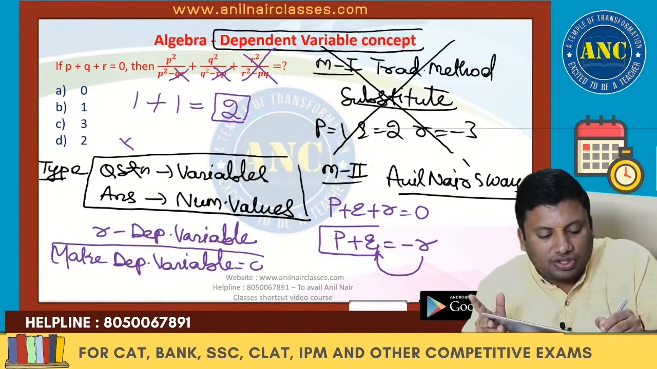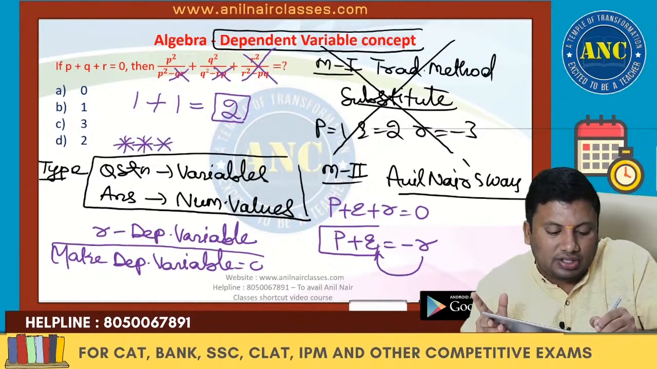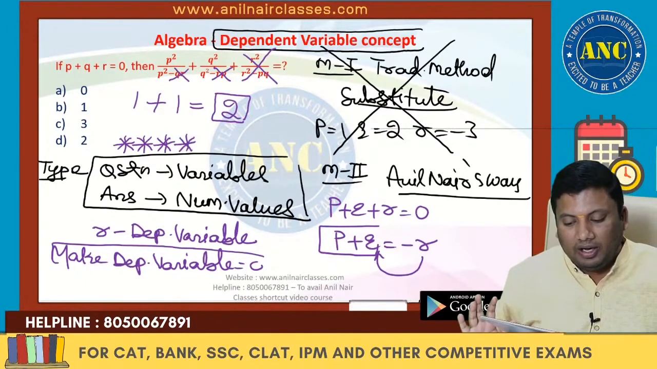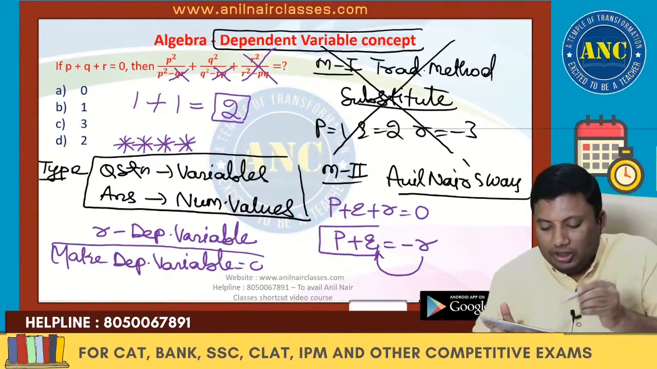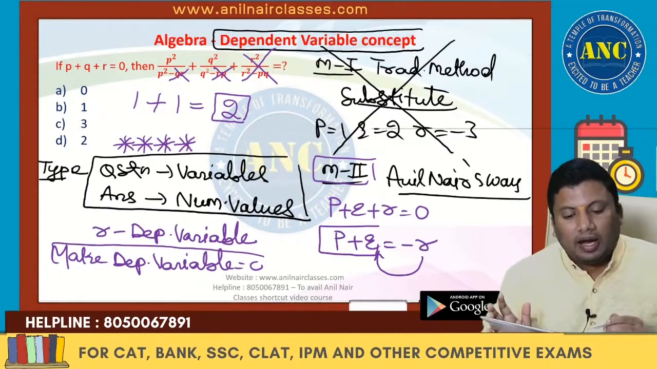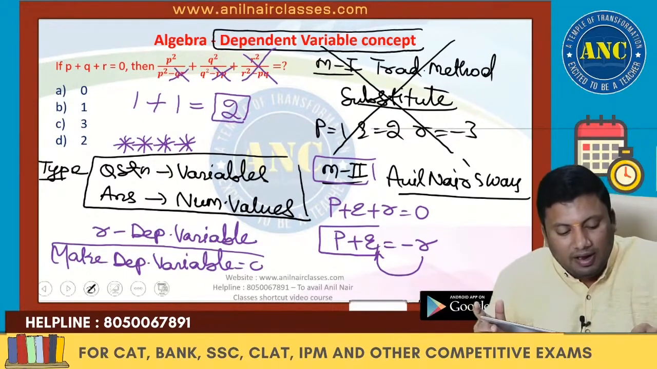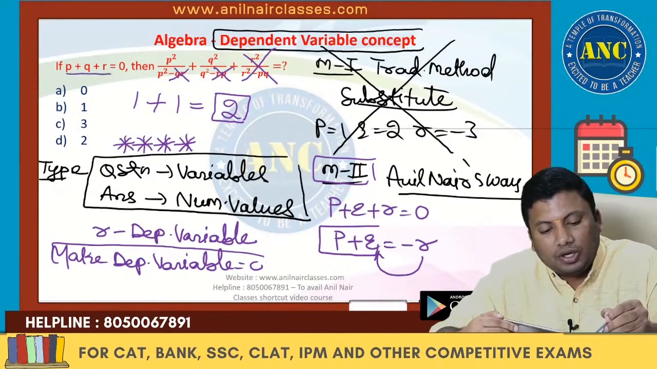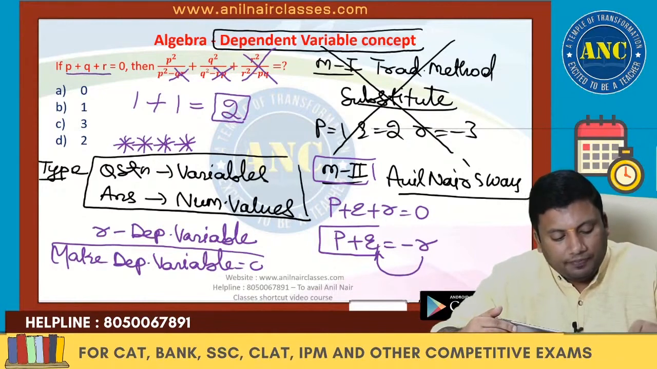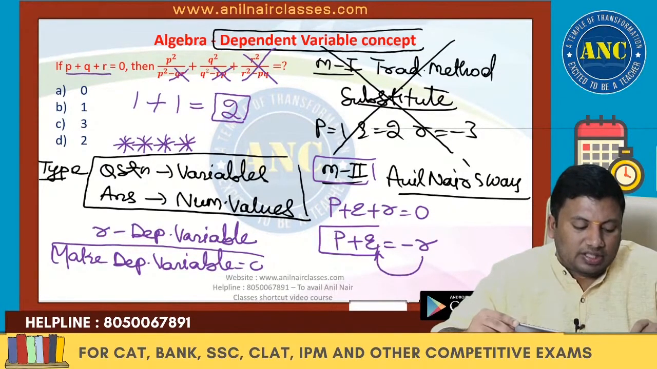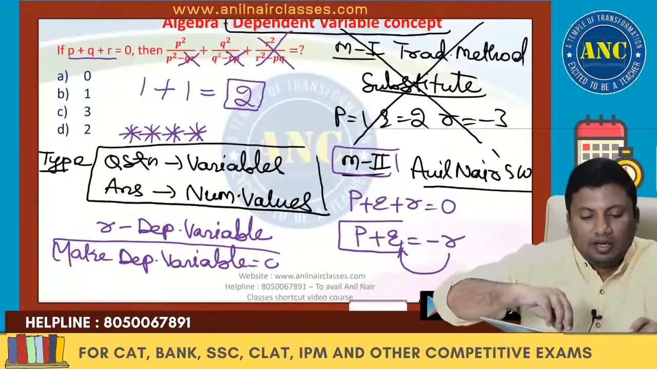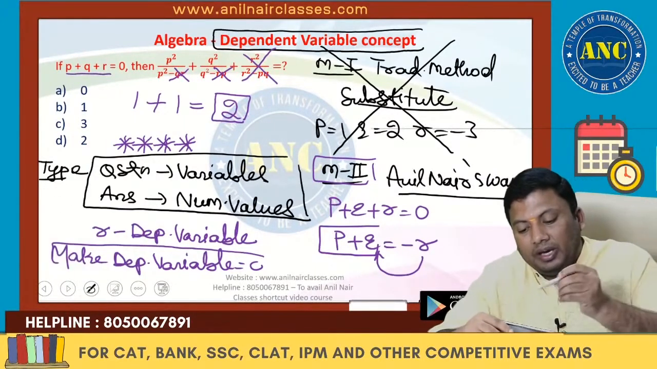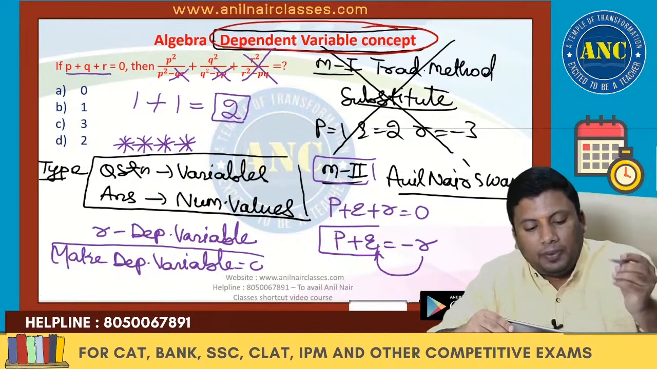For the type where the question contains variables and the answer contains numerical values, you can use these concepts. What is method number 2? Find out which is the dependent variable and substitute it. P plus Q plus R is 0, so P plus Q is equivalent to minus R. R is a dependent variable. Make the dependent variable 0.